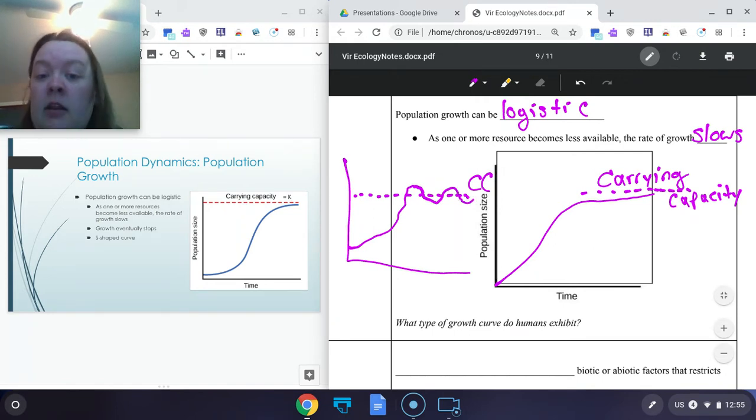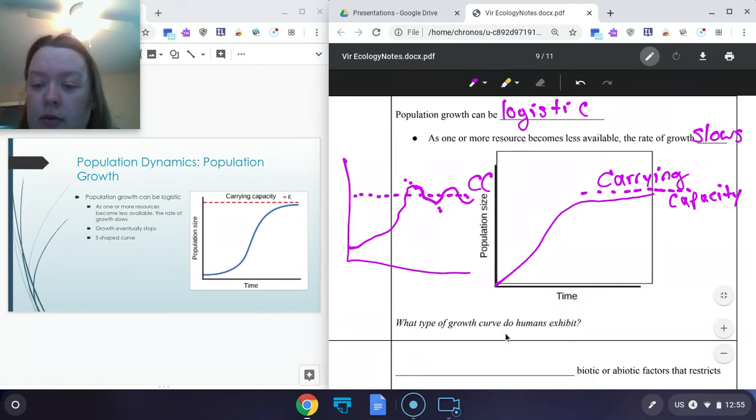And then maybe we go back up over it a little bit, and maybe we come right back down. So carrying capacity isn't going to be the highest point on the graph. It's going to be the average at the top. So my little dotted line is the average between my tops and bottoms here at the top. So just keep that in mind there.